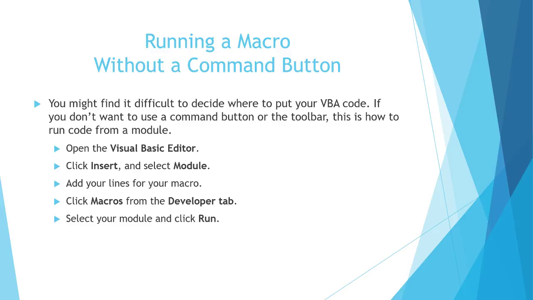You're going to click Insert, and you're going to select a module, and then you're going to take those lines from your macro that we mentioned earlier with the command button, and you're going to insert them. Then from the Developer tab, you can click Macros, select your module, and click Run, and it will run it for you from there.